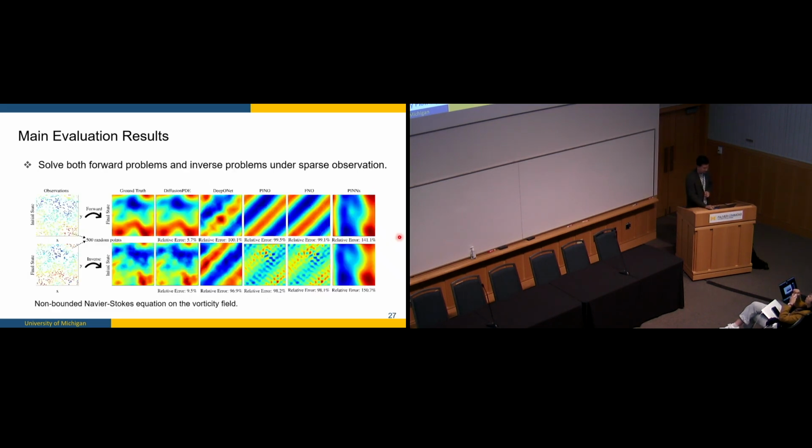Here are some results on Navier-Stokes for both forward and inverse problems. As before, we're giving either the sparse observation on the initial or the final state, and we're trying to predict the final or the initial state, shown as different rows. You can see that the existing methods just sort of completely fail to do this because they're not designed for this task.